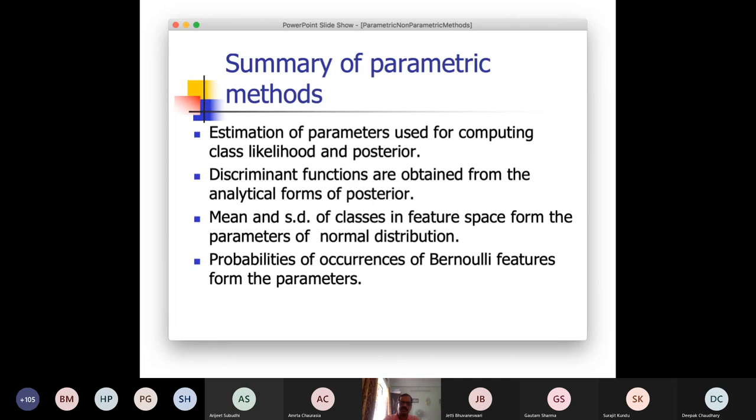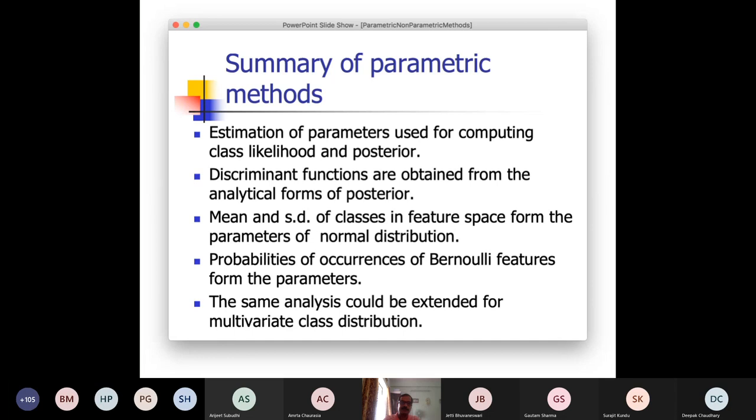So, normal distribution. What are basically the estimations? That's what it's mentioning: probabilities of occurrence of Bernoulli features from the parameters. And the same analysis could be extended for multivariate class distribution.